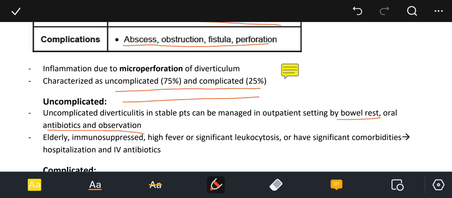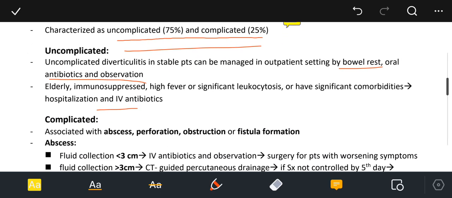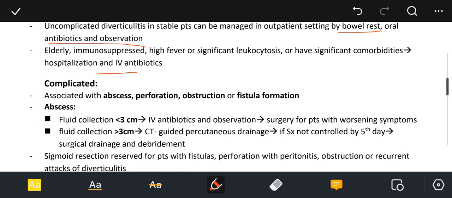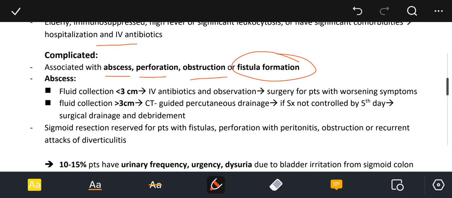Elderly patients, immunocompromised patients, those with high fever or significant leukocytosis, or those with significant comorbidities require hospitalization and IV antibiotics. Complicated diverticulitis is associated with abscess, perforation, obstruction or fistula formation. What is an abscess? It is a fluid collection. If it is less than 3 cm, we give IV antibiotics and observation, with surgery for patients with worsening symptoms. If the fluid collection is more than 3 cm, then we do CT-guided percutaneous drainage. If symptoms are not controlled by the fifth day, surgical drainage and debridement can be done.